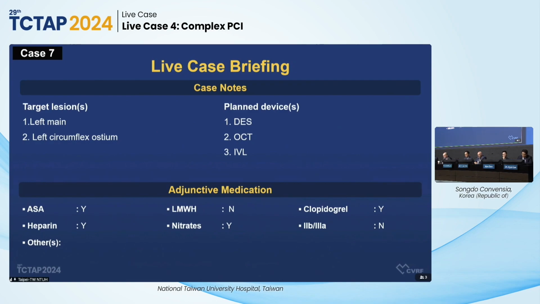Our strategy is to use a very comprehensive image evaluation, including OCT, to evaluate the left main lesion and LAD lesion to see whether something for debulking is necessary or not. We consider using IVL for the patient's calcium management. We will also evaluate the circumflex status to see whether bifurcation stenting is needed or not.